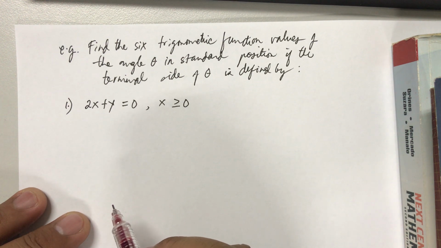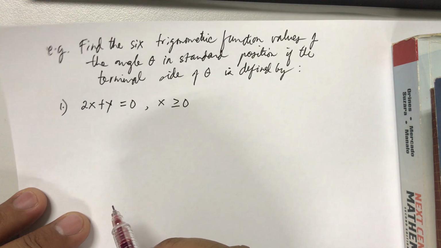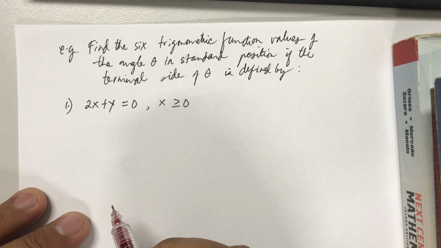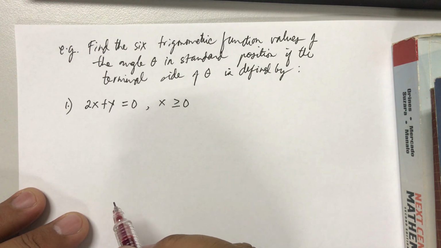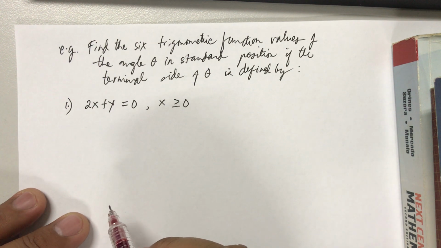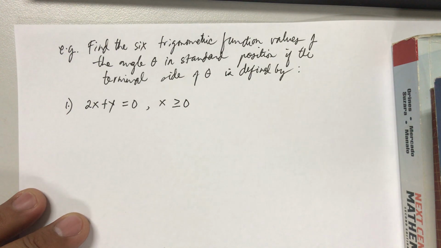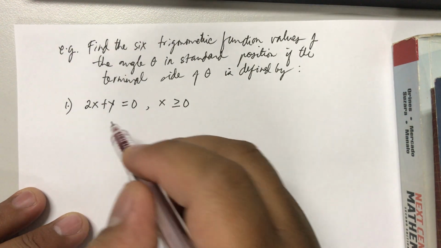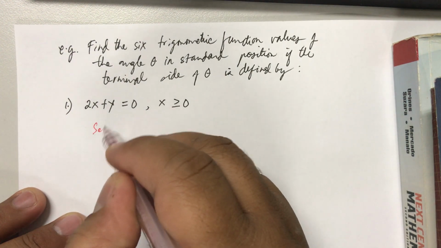Apart from that, there is a condition, or there is a parameter. X must be greater than or equal to 0. Okay. X must be greater than or equal to 0. So, how do we do this? So, solution.